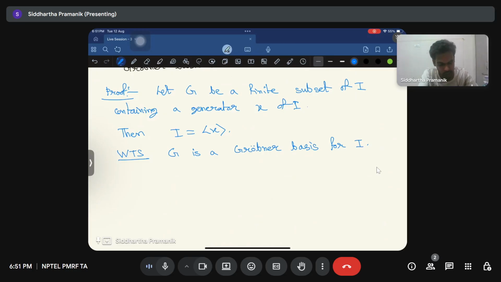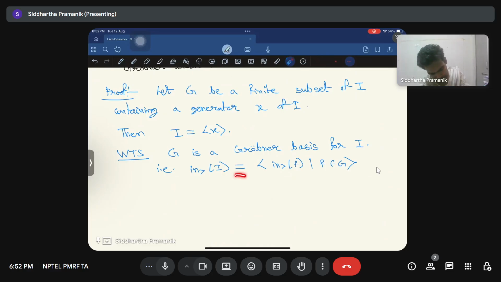So what is the condition? That the initial ideal of I has to be generated by the set of initial elements of the set G. One side is always clear, which is this side. This containment always holds. We need to prove the reverse containment.